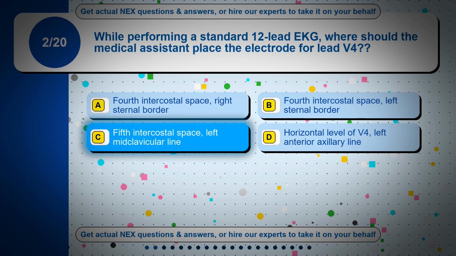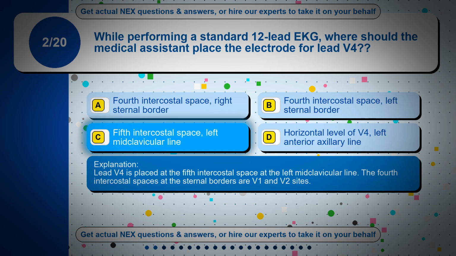The correct answer is option C. 5th intercostal space, left midclavicular line. Lead V4 is placed at the 5th intercostal space at the left midclavicular line. The 4th intercostal spaces at the sternal borders are V1 and V2 sites.